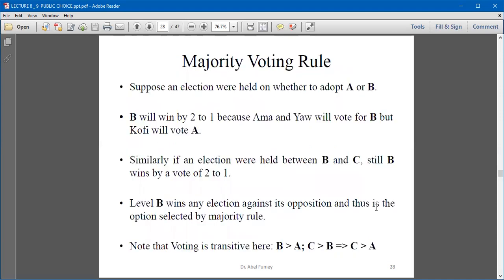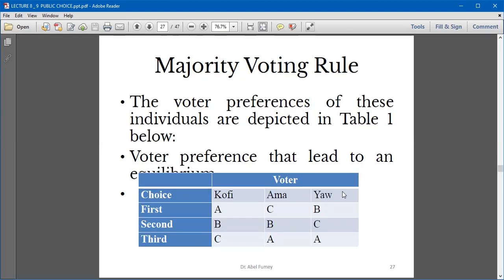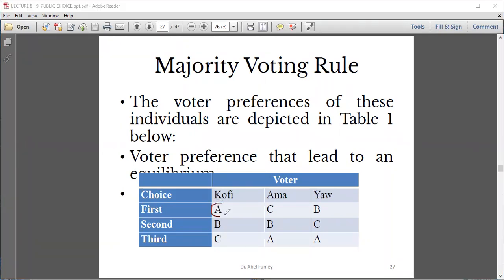Now, let's suppose that we are holding an election between policy A and policy B. Let's go back to the table and see which policy these three individuals will vote for. If you take Kofi, the policy is between A and B. Policy A is on the first row for Kofi before B. This means that Kofi will prefer policy A to policy B. So Kofi is going for A, and we have one person voting for A over B.